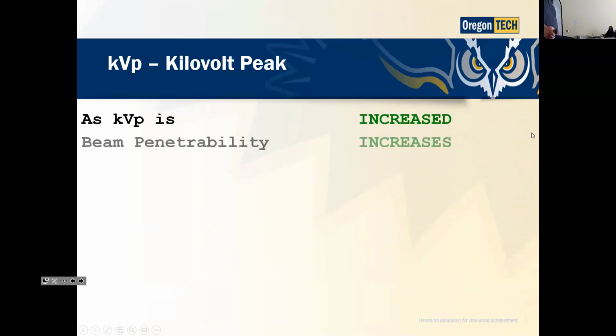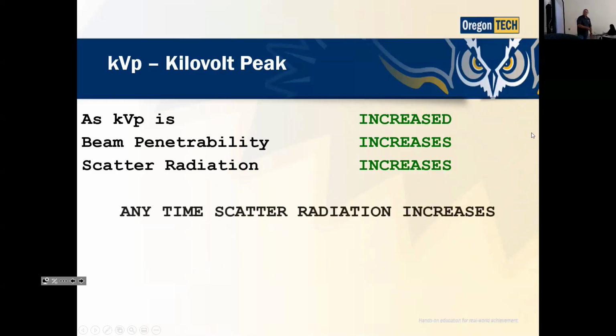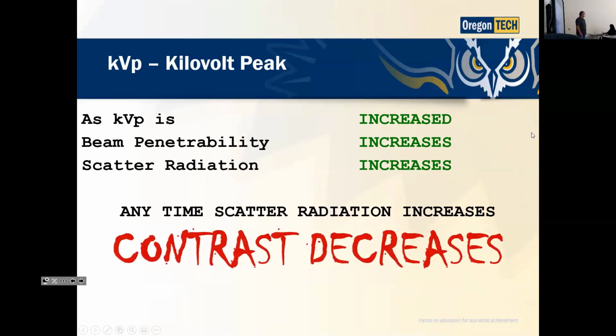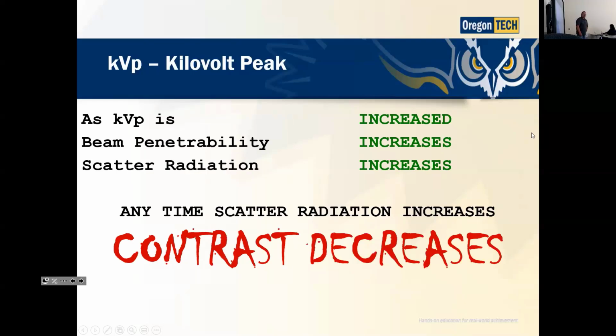As kVp is increased, beam penetrability will increase. That means we're going to have higher penetration. We're going to produce more scatter radiation. And anytime scatter radiation increases, what's going to happen to contrast? Decreases. Contrast is going to decrease.